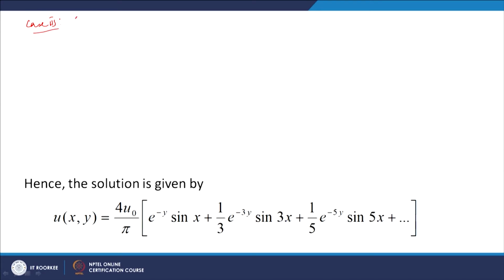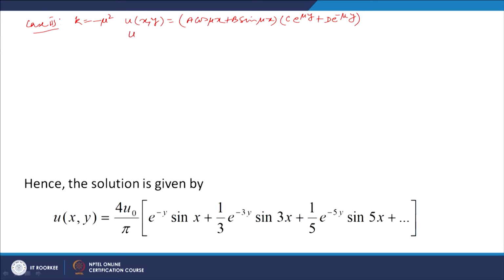Let us say k equal to minus mu square. When k is minus mu square, u(x,y) is equal to (a cos mu x plus b sin mu x) into (c e to the power mu y plus d e to the power minus mu y).